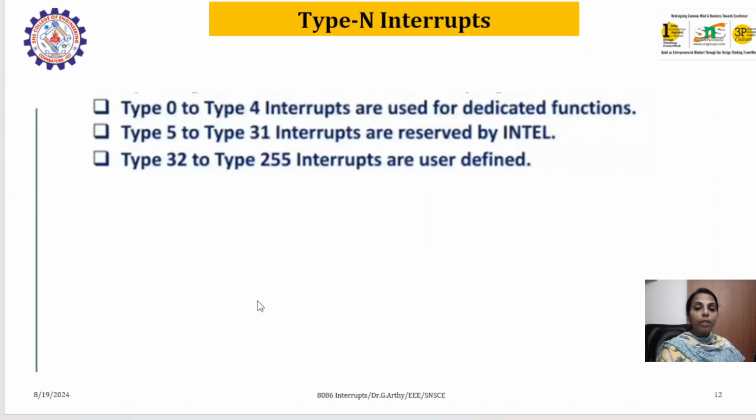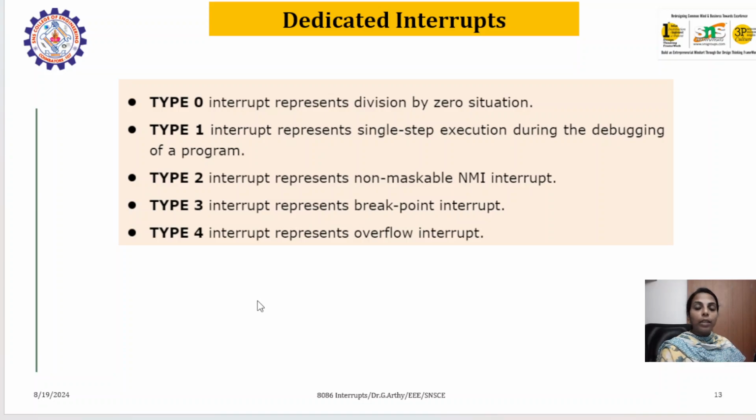Out of these three, the first one is the dedicated interrupt, that is type 0 to type 4. There are 5 dedicated interrupts, type 0 to 4. Type 0 is known as the division by 0 interrupt. Whenever a divisor is 0, then the answer will be infinity, and at that time this interrupt occurs.